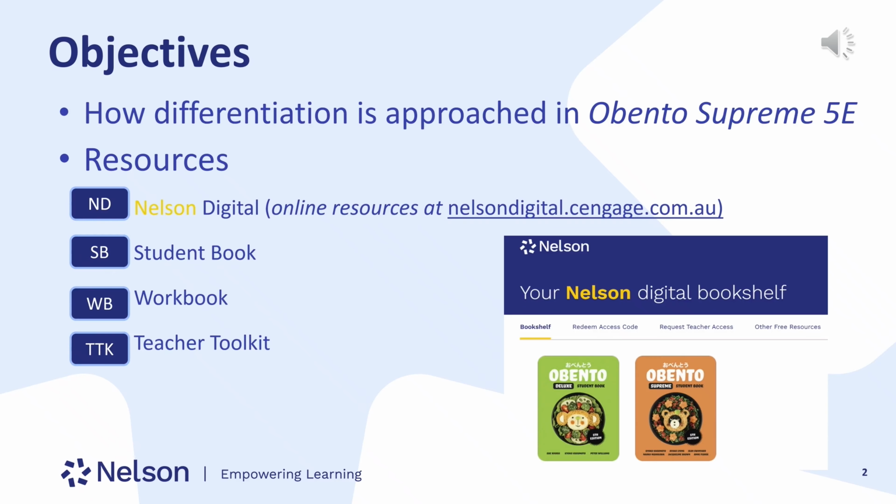So let's get started with a quick overview of the components in the series. First, there is Nelson Digital, our online platform. It includes an ebook, audio files, extra worksheets, unit videos, interactive activities, unit tests, workbook solutions, suggested teaching programs, and much more. Next are the student book and the workbook. Most of you will already have these. The student book is available as a physical copy or an ebook, while the workbook is print only.